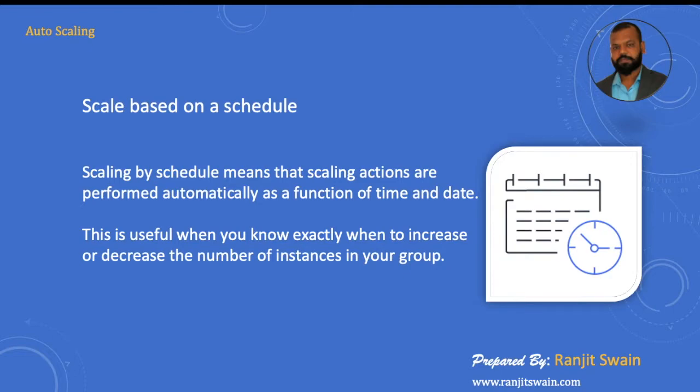Scale based on a schedule. Scaling by schedule means that scaling actions are performed automatically as a function of time and date. This is useful when you know exactly when to increase or decrease the number of instances in your group. Think about e-commerce sites like Amazon or Flipkart. There will be a schedule, right? At a particular time there will be huge demand, like the traffic will be coming, so they can schedule at a particular time, like 12 p.m. or 1 p.m., to increase the resources.